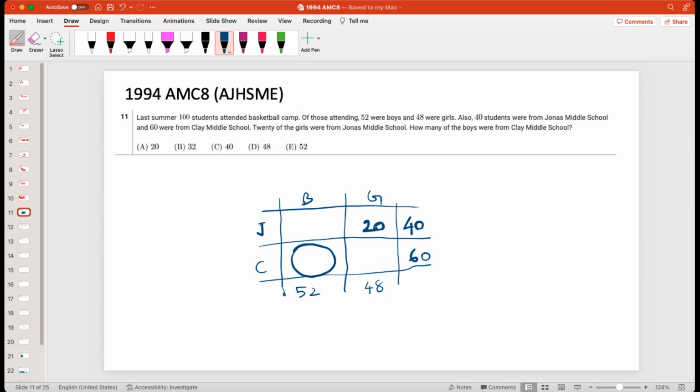So let's calculate. So this is 20. So boys from Jonas also will be 20. Then only this will become 40, right? So this is 20. This should be 32. Okay, this also you can finish, but we don't need it because this is our answer. Okay, going to the next question.